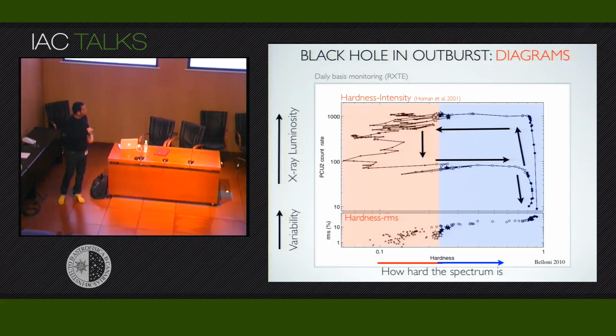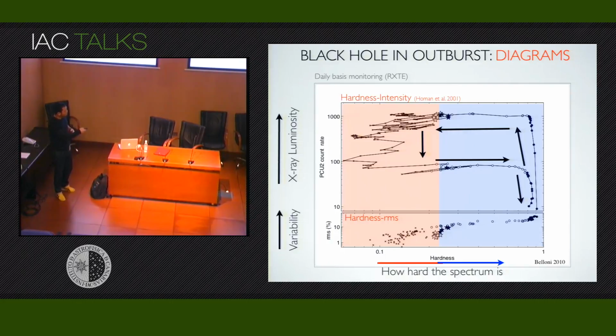Since the system moved from hard to soft and then from soft to hard using a different path, we call this diagram a hysteresis diagram. I've been talking about colors and luminosity, but it's also interesting that the properties of the variability change. For instance, when the spectrum is hard, at the beginning and at the end of the outburst, we see a lot of variability. When I compute variability here, I mean variability above 1 Hertz, so time scales faster than 1 second.